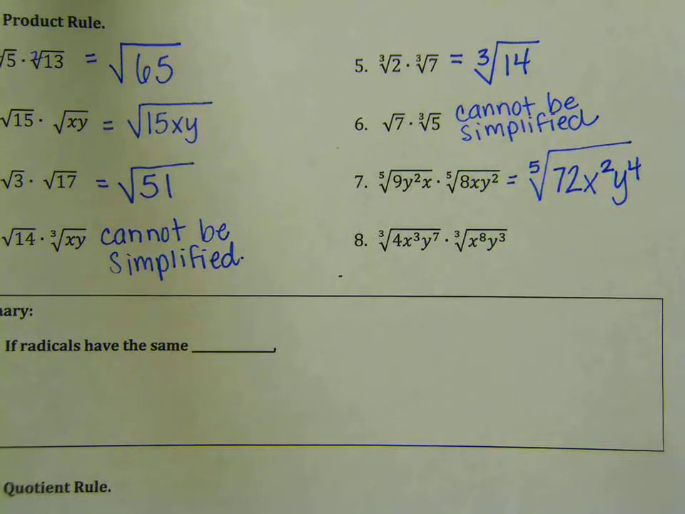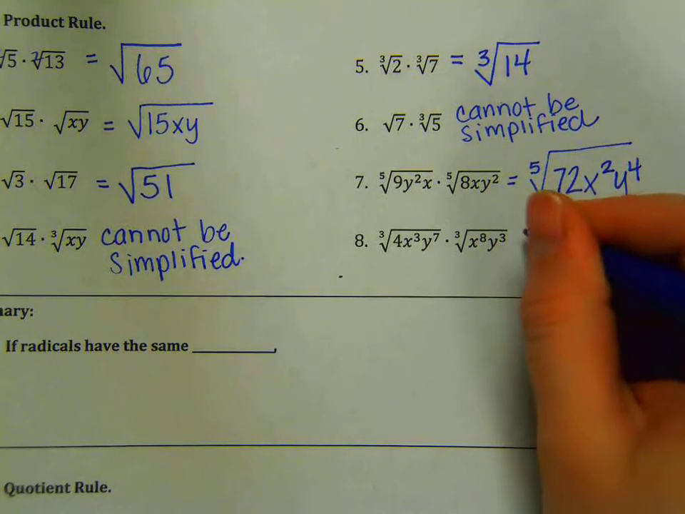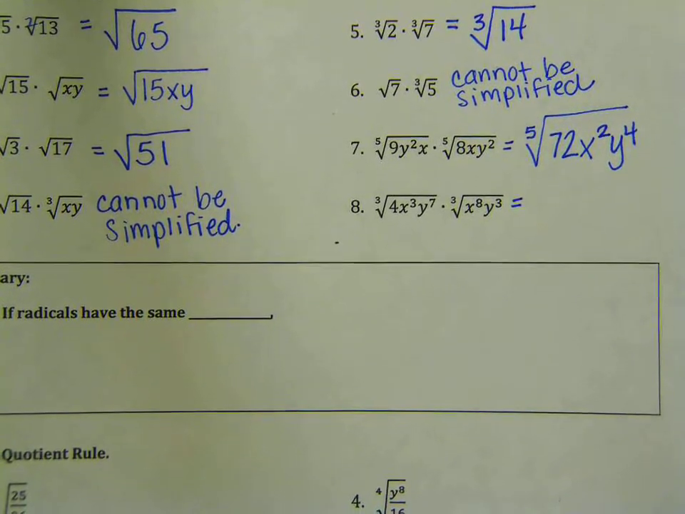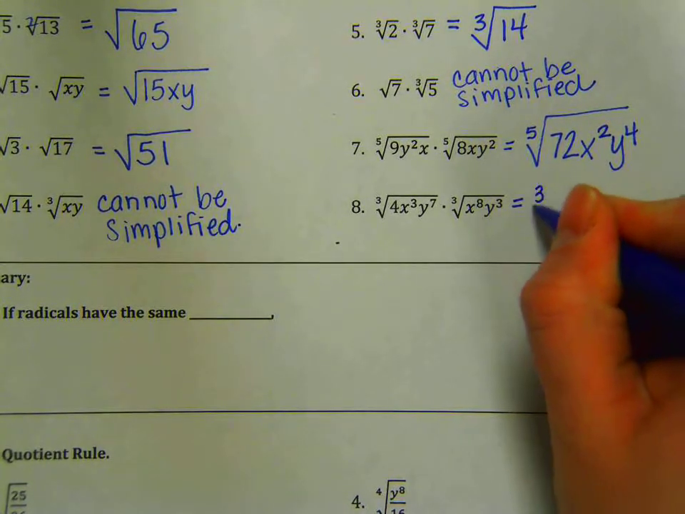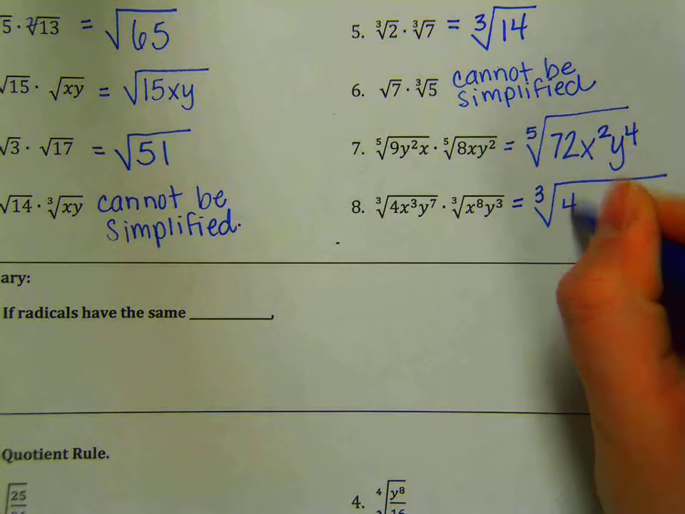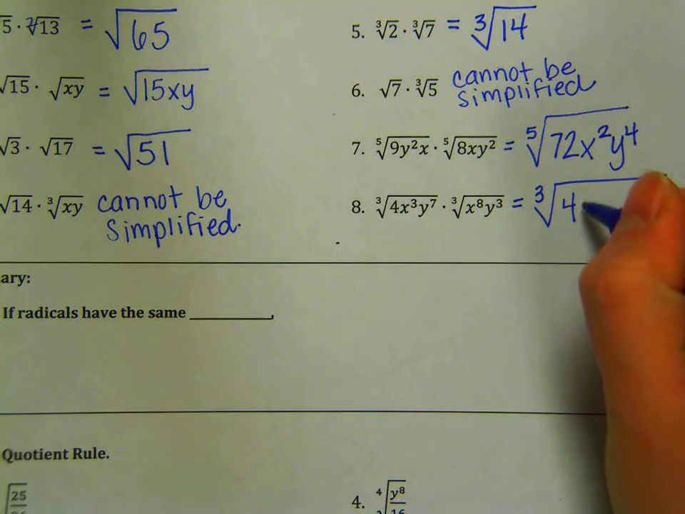And number 8. Same index. I can multiply them. So I have the cubed root of what? For x to the what? Good. Y to the good.